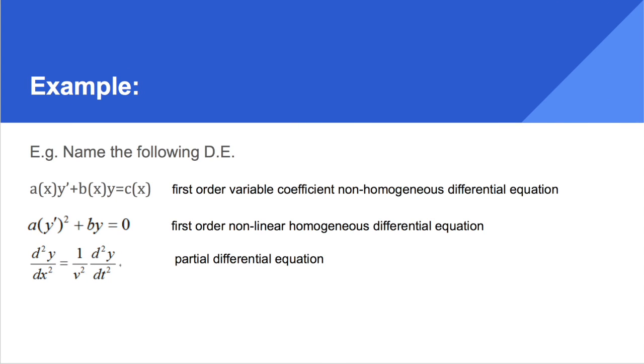Now, let's see some examples of differential equations, and guess the names of them. For the first one, the highest derivative is 1, and the coefficient of each term cannot be simplified to a constant. Also, the combination of the function and its derivative is a function of x. Therefore, it is a first-order variable coefficient non-homogeneous differential equation. For the second one, notice that it contains the product of the derivative. Therefore, it is a first-order nonlinear homogeneous differential equation. The third one contains more than one independent variable. Therefore, it is a partial differential equation.